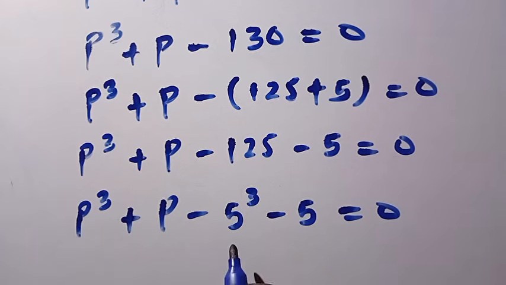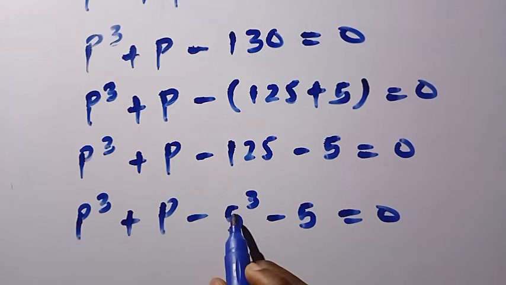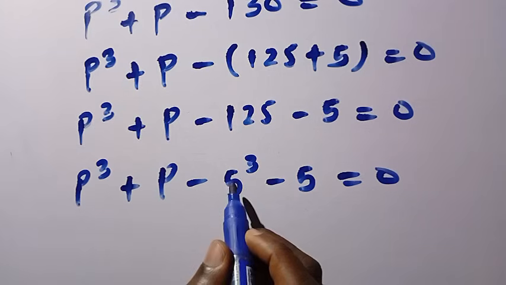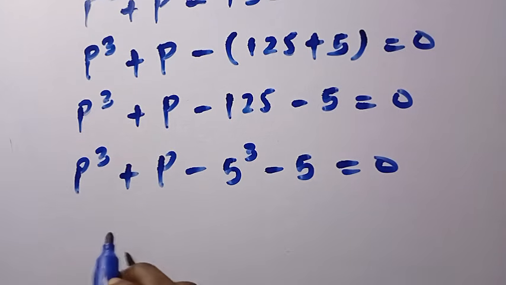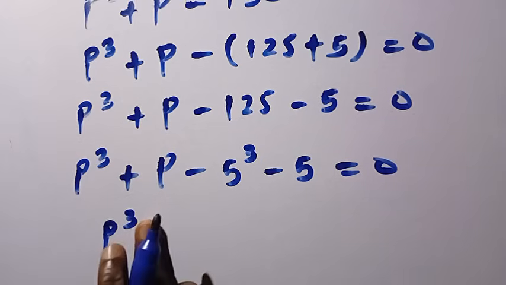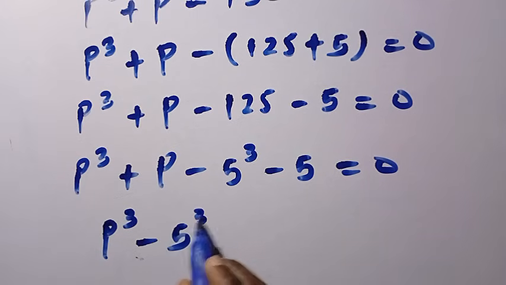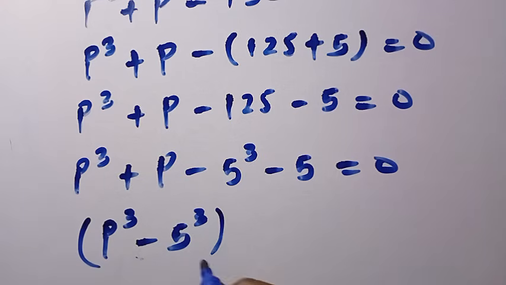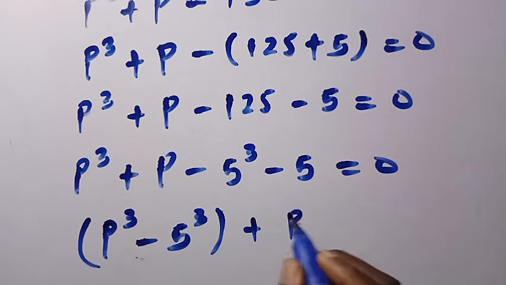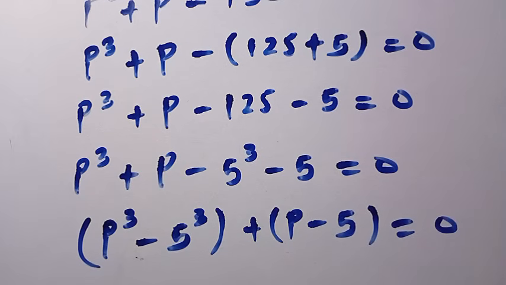After getting this, let's do the comparisons. Here is p^3 and here is 5^3. We have to combine these together because they have the same power. So we can easily combine them as (p^3 - 5^3), all in brackets, then plus (p - 5), all in brackets, equals 0.